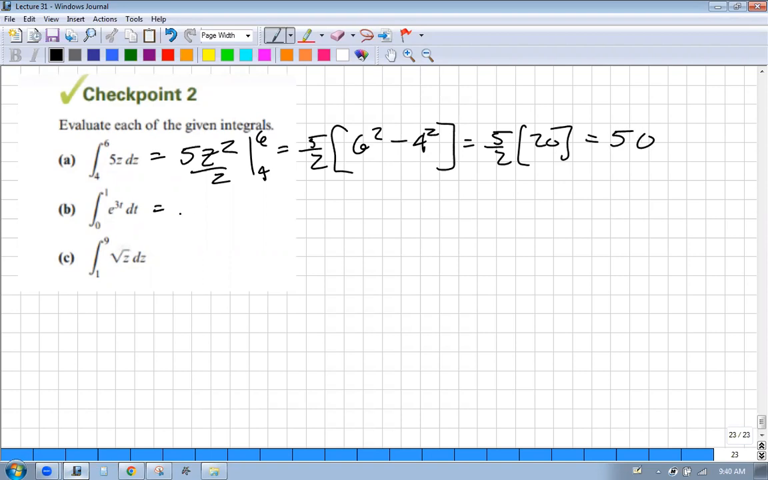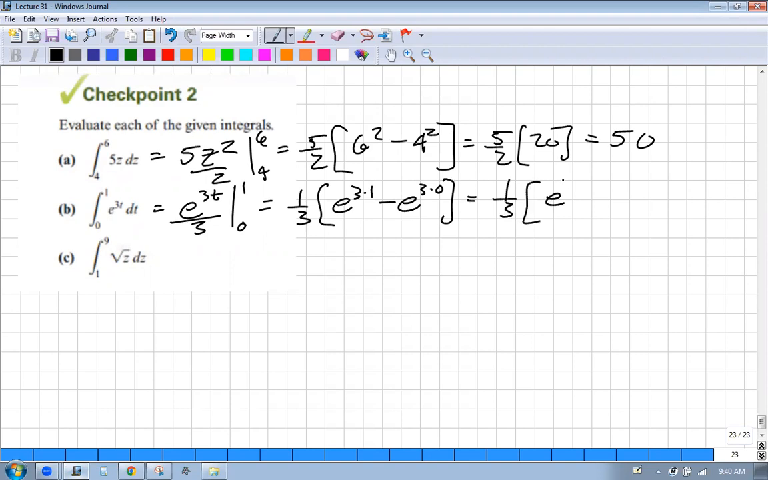Okay. This guy, e to the stuff, we need to do e to the stuff divided by the derivative of the stuff, evaluate it from 0 to 1. I'm going to pull that 1/3 out, and now we plug in the 1, subtract, plug in the 0. We got e cubed minus 1.